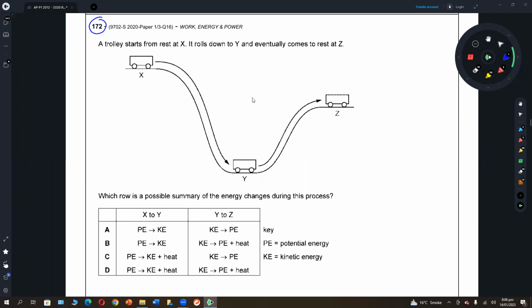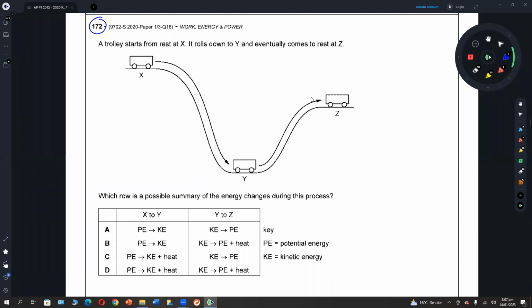Walaikum assalam Shayan. We are doing work, energy and power. So just join us from the same question. Walaikum assalam Salim. We are on question number 172, and the question is about a trolley. Let's start from here, because it's a mutual understanding thing that we discuss the MCQs together, since A-level MCQs are quite challenging.